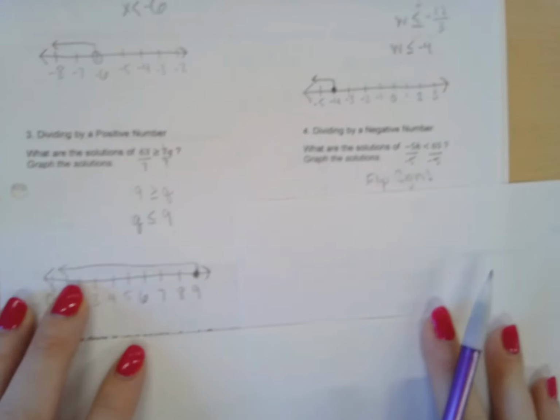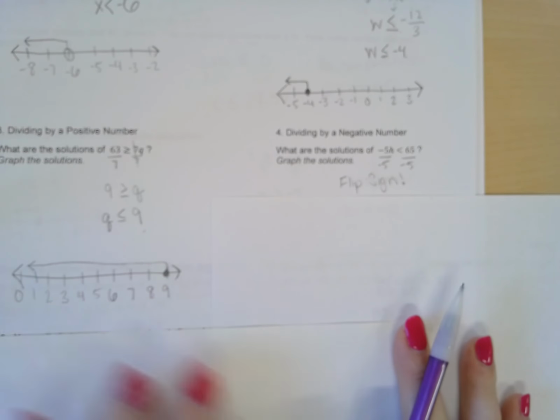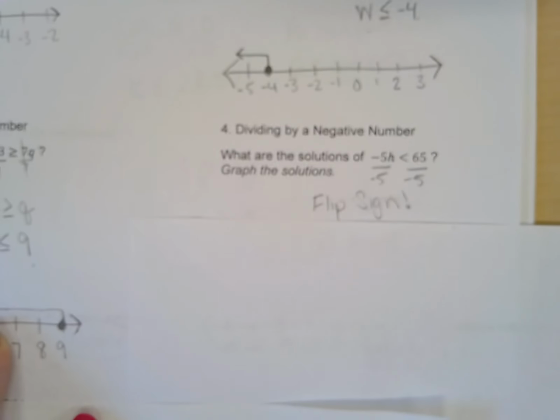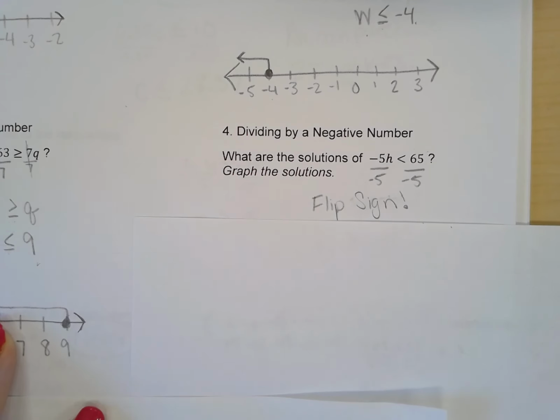Okay. Number 4, it's trying to get better, says, what are the solutions of negative 5h is less than 65? That's better. So for this one, you're going to have to divide by negative 5 on both sides to get h by itself.